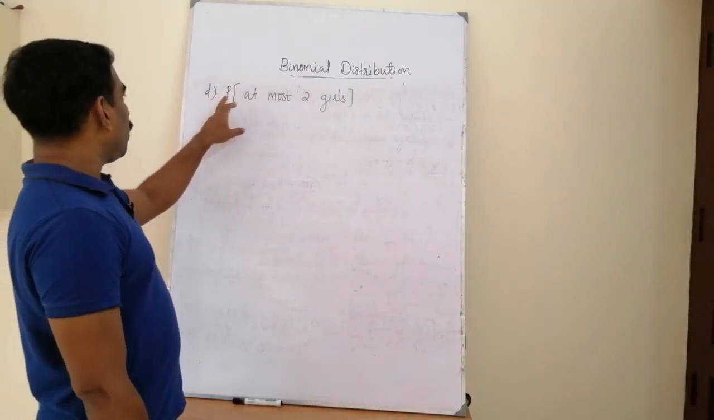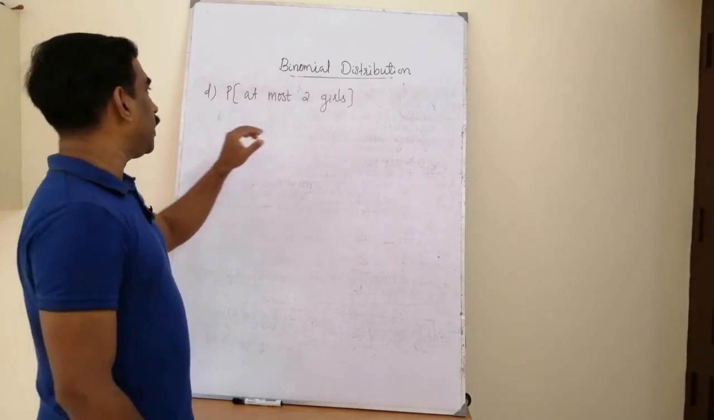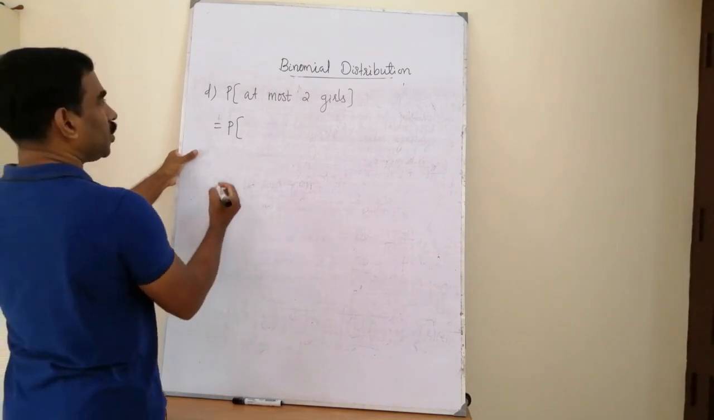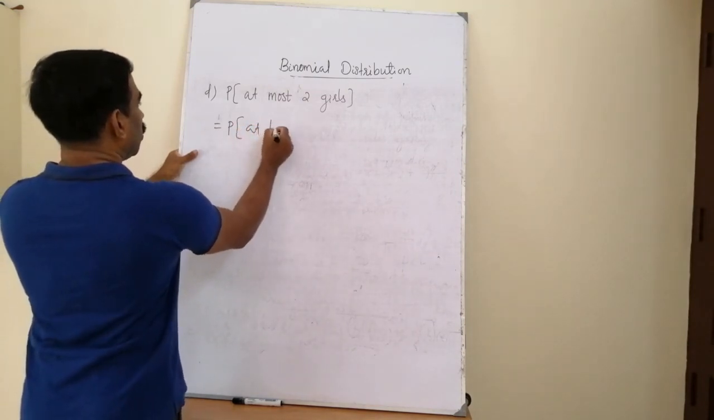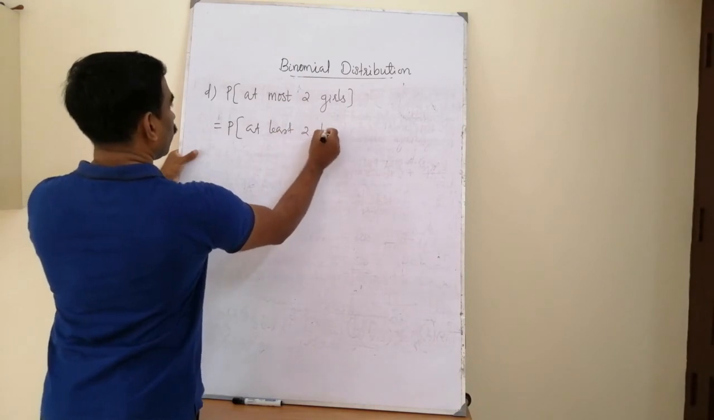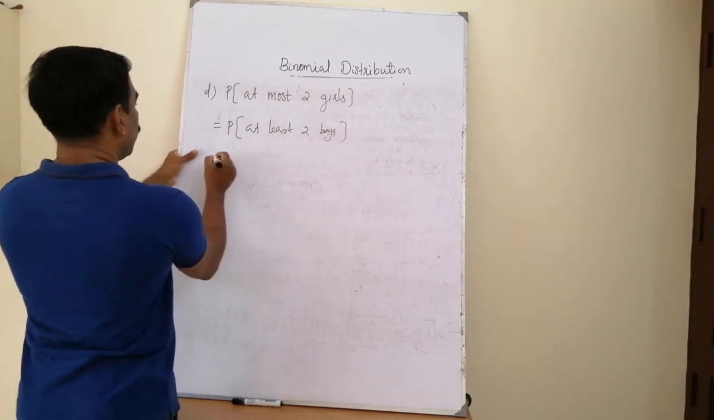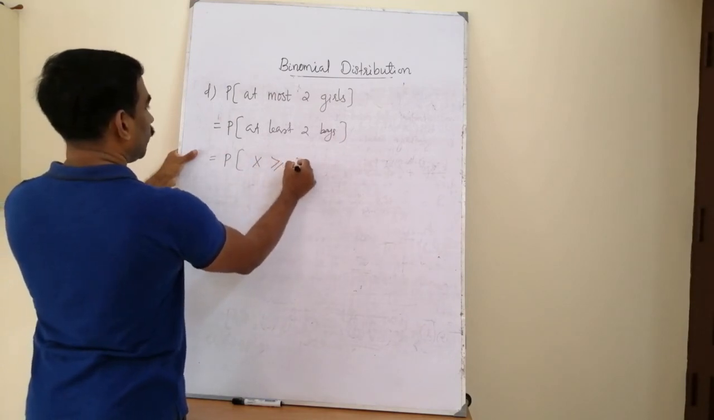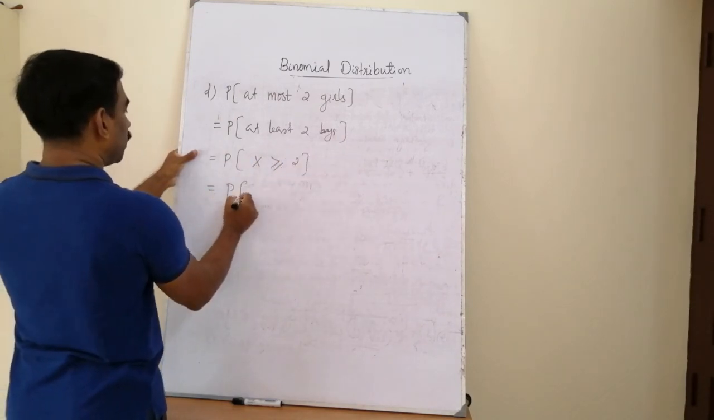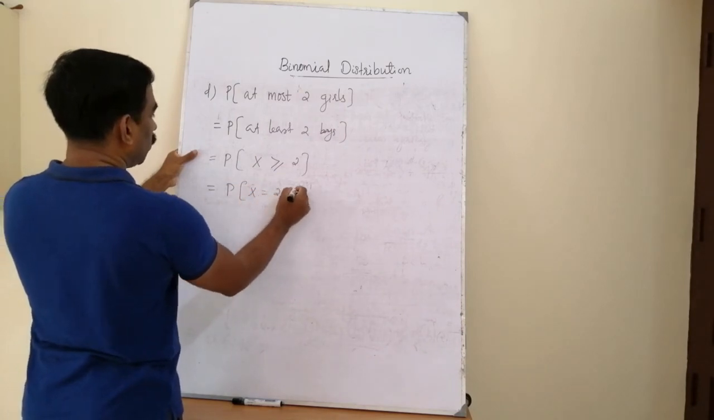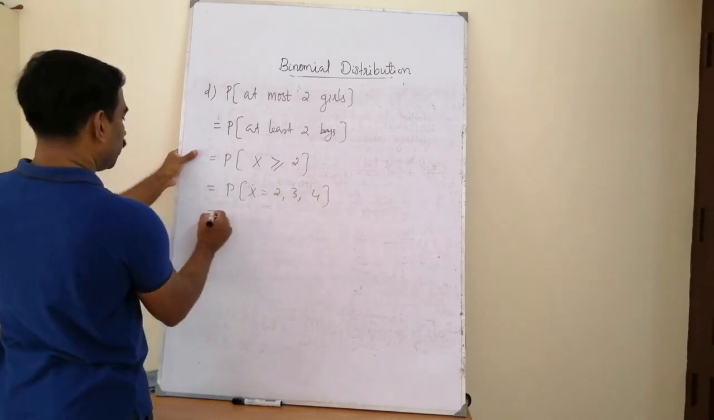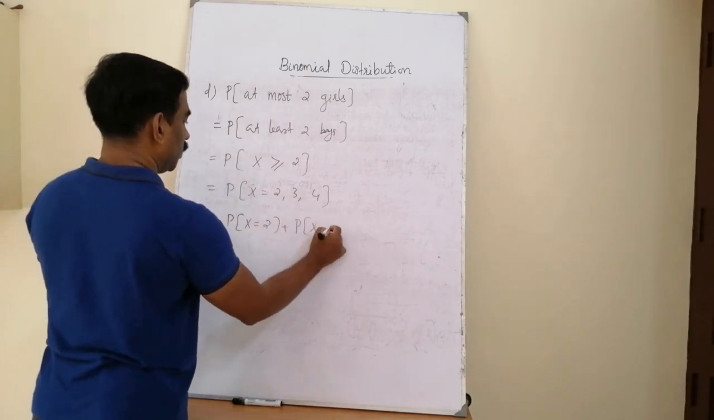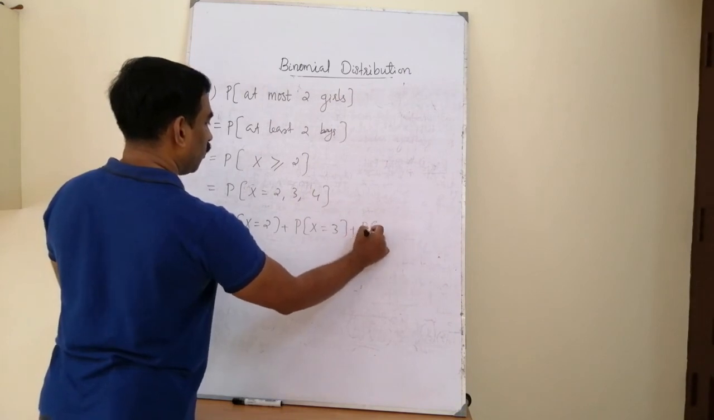So now the final probability evaluation: the probability of at most 2 girls. At most 2 girls, in terms of boys, is equivalent to at least 2 boys. At least 2 boys in random variable notation is X greater than or equal to 2. X greater than or equal to 2 means X can have the value 2, 3 and 4. So P(X = 2) plus P(X = 3) plus P(X = 4).